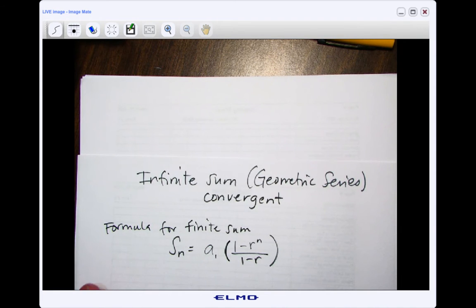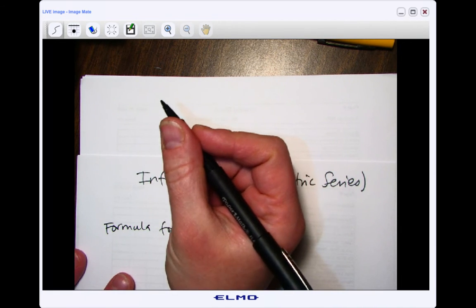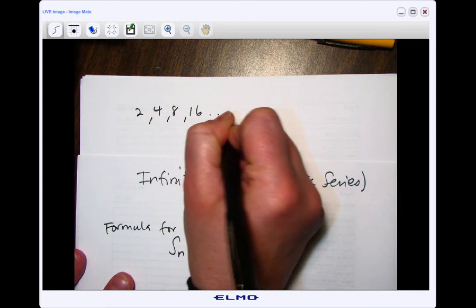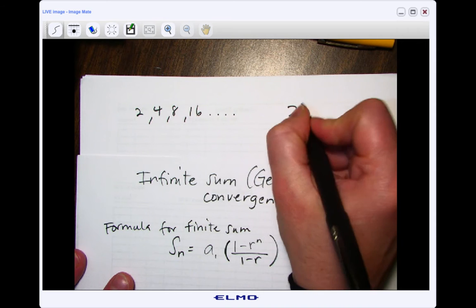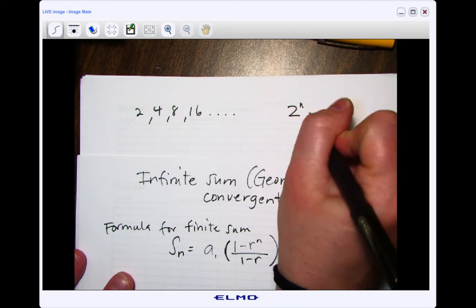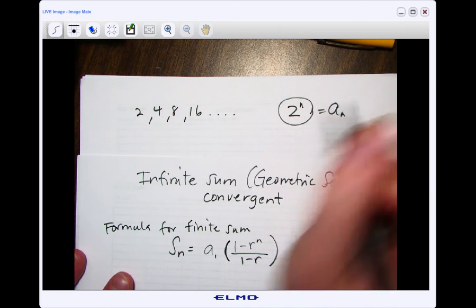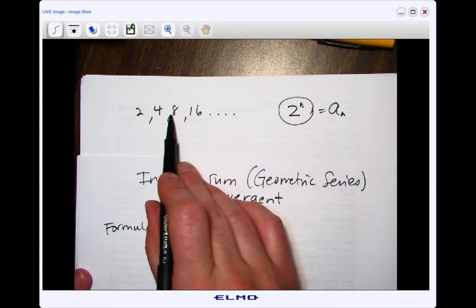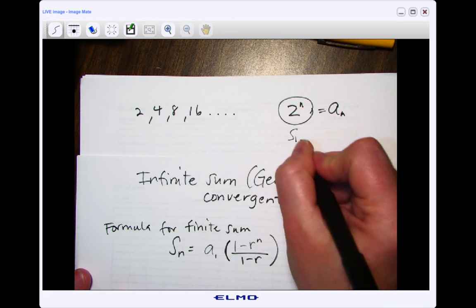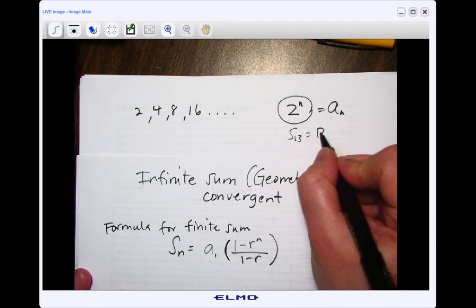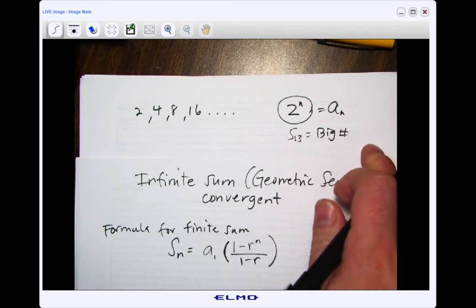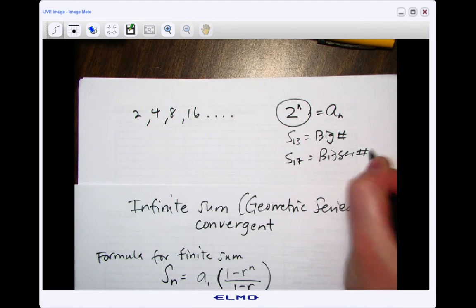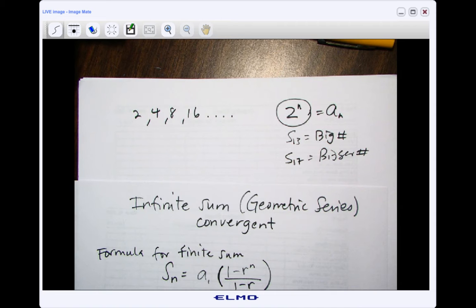So one that we might be thinking about is something like if we have 2, 4, 8, 16, right? This is a very simple one. This is just 2 to the n. Well, a sub n is equal to 2 to the n, right? So if we start adding these terms together, if I'm looking for the sum to the 13th term, it's going to be a big number. And then if I do the sum to the 17th term, a bigger number, right? And that's going to keep happening. You're going to get a bigger and bigger number.